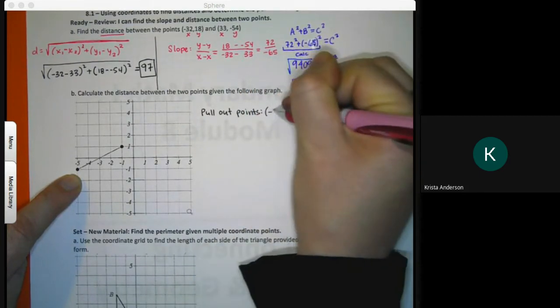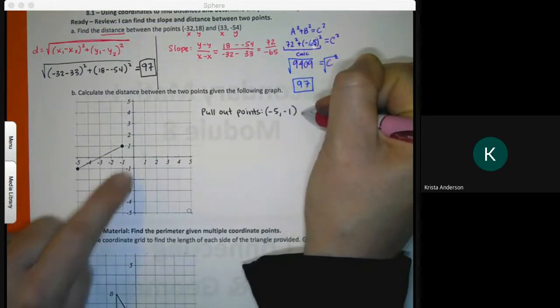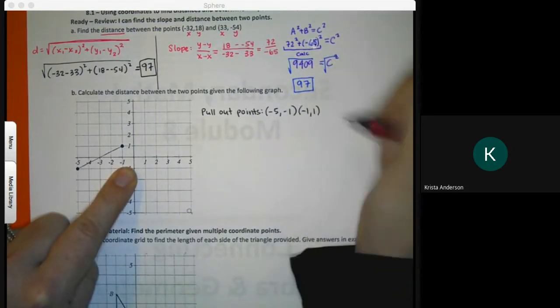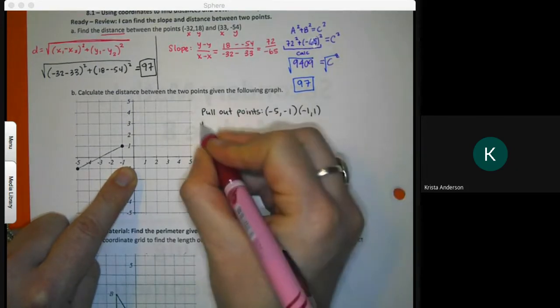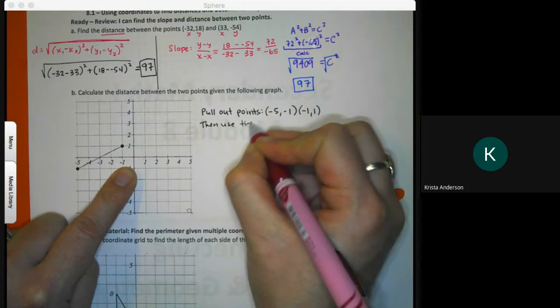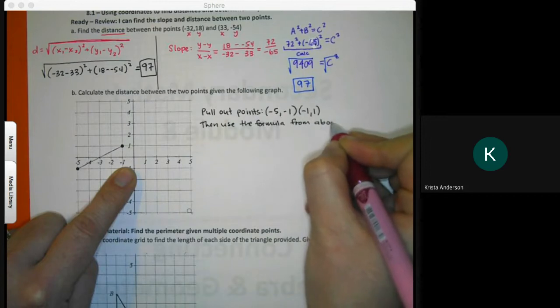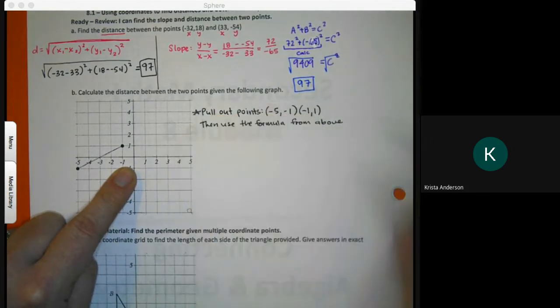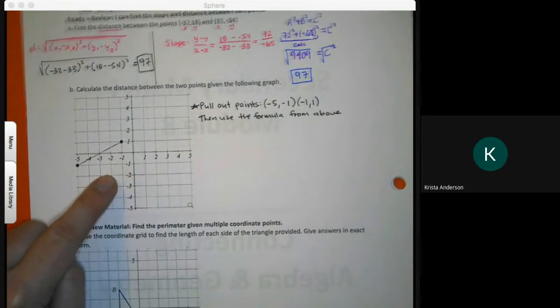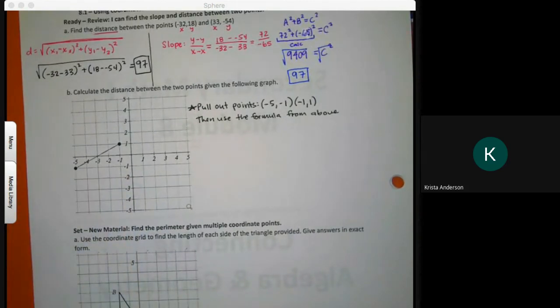This one would be at -5 down 1. This one would be at -1 up 1. Then use the formula from above. That would work. That is one option. We have an example of that on the top. So I'm not going to do it that way, but that definitely works. You can do it on your assignment that way. You can pull out the points and plug them in or do the slope and all that. Anybody else have another idea?